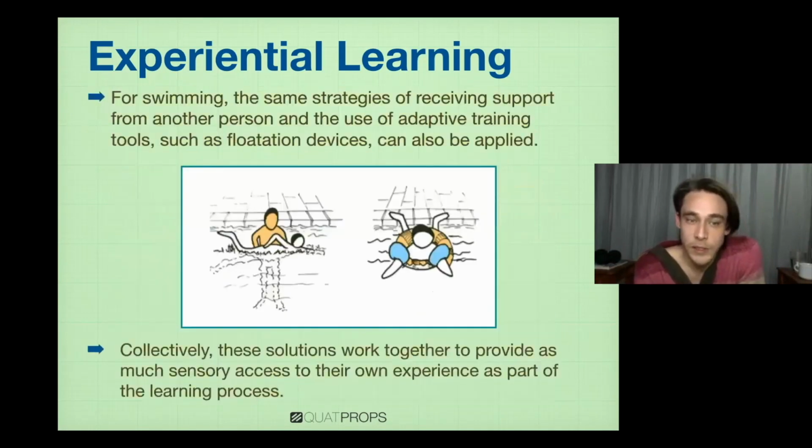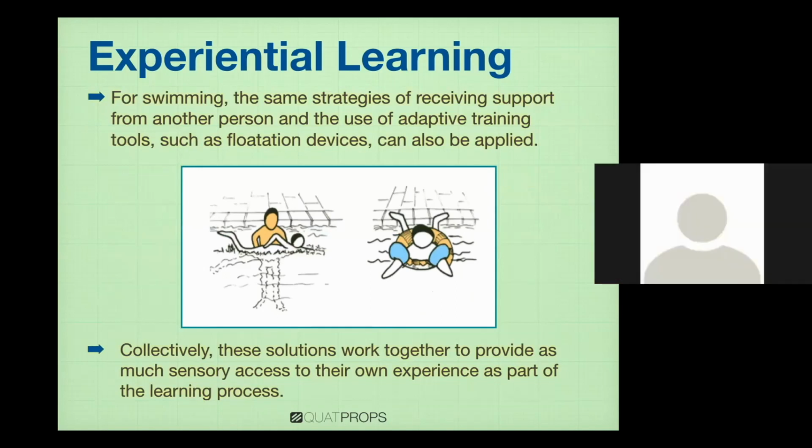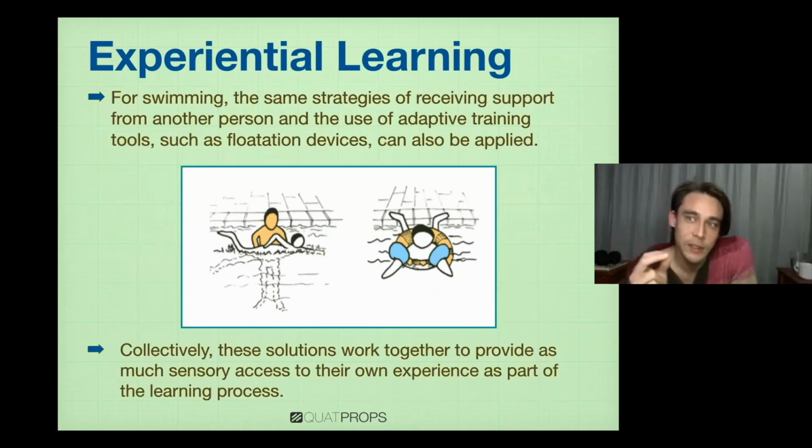And then for swimming, we do the same thing. And collectively, these solutions work together to provide as much sensory access to their own experiences as part of the learning process. And this is the key takeaway now, to understand what's wrong with toss juggling, what's wrong with our classical lesson: our understanding of it and our structure for teaching it does not at all take into consideration the opportunity to collect sensory feedback information about the experience as the participant is learning. It puts all of that responsibility on them. And this is what I mean when I say it's a little bit abusive. It's not very welcoming. It's like, you've got to learn this. Figure it out. Good luck.